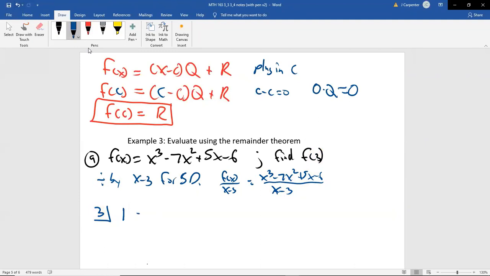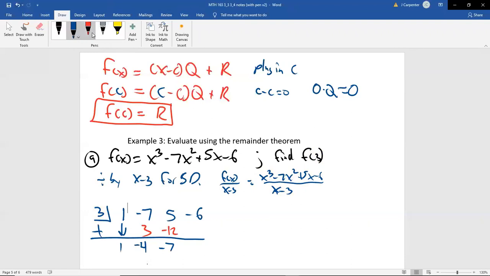All right, to the right go the coefficients. 1 for the x cubed, negative 7 for the x squared, 5 for the x, and negative 6 for the constant. Draw a line, plus sign. Bring down the first number, which is a 1. Multiply. 1 times 3 is 3. Add. Negative 7 plus 3 is negative 4. Multiply. Negative 4 times 3 is negative 12. Add. 5 minus 12 is going to be negative 7.